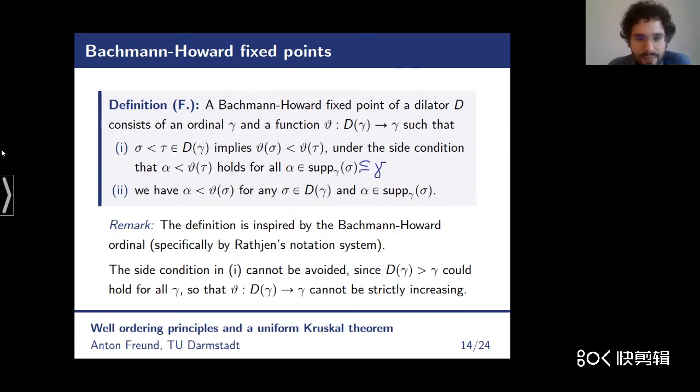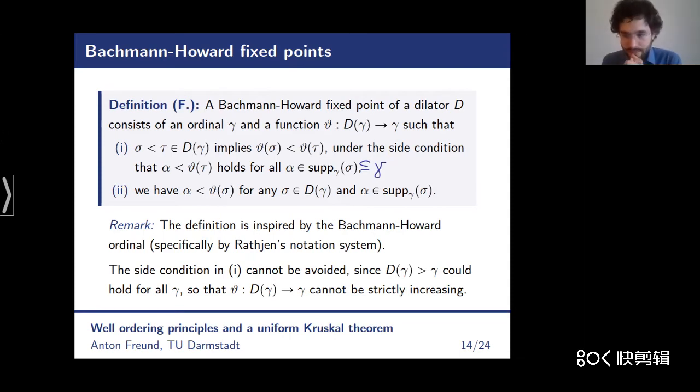And secondly, as I said before, the side condition in one cannot be avoided. So we cannot assume that theta is order preserving all the time. And that's simply because it could happen that D of gamma is always strictly bigger than gamma, and then we cannot have an order preserving map from D of gamma into gamma.